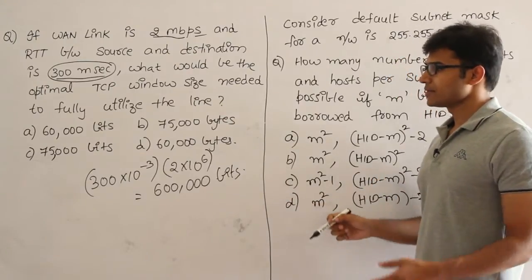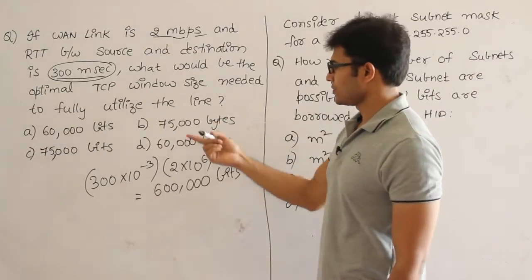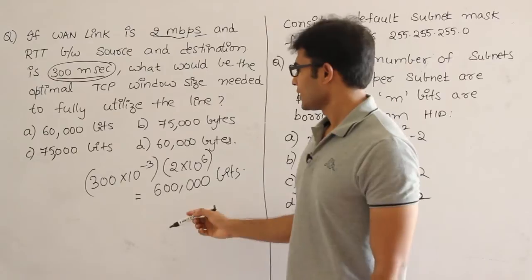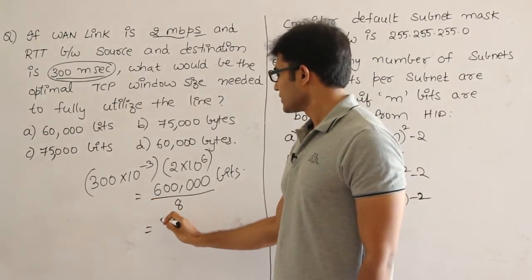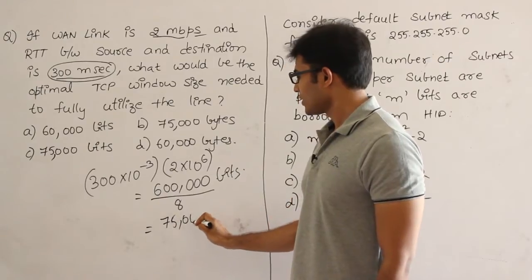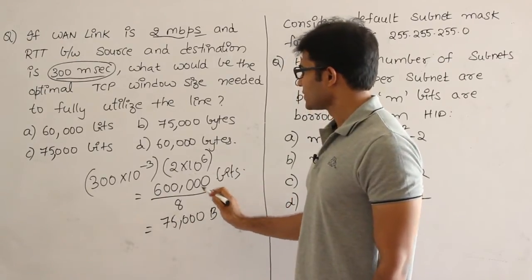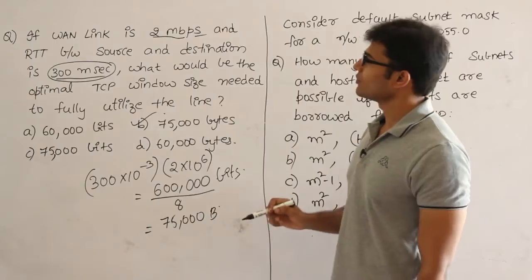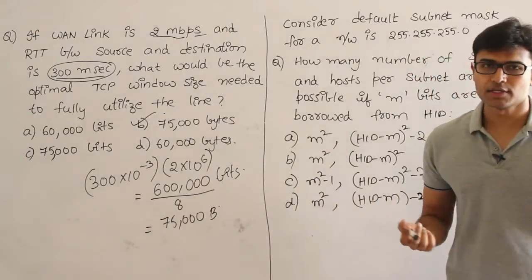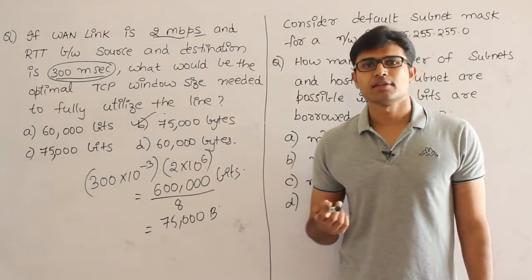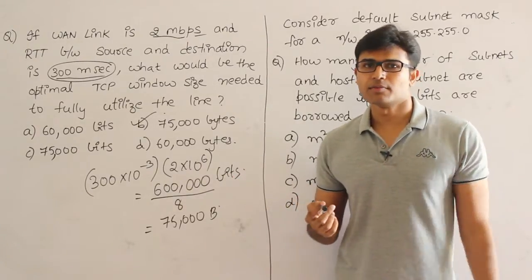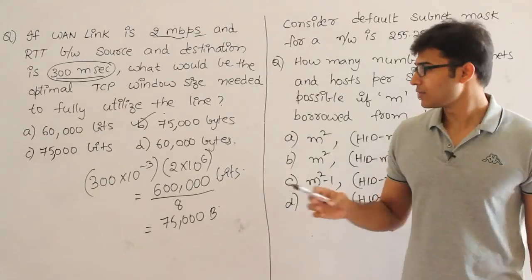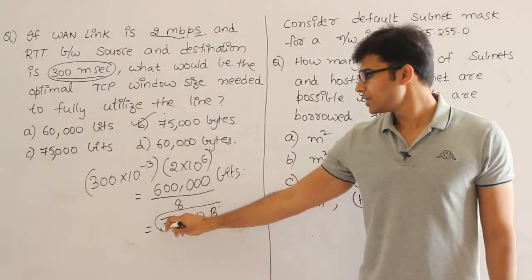So the 6 lakh bits we have to convert into bytes because the options are in bytes and bits don't match. Therefore divide by 8. If you do this, you will get 75,000 bytes. Therefore this is the answer. So if you have to completely utilize the channel without wasting any time, then for the entire duration of round trip time you are supposed to keep on putting the bits. If you have to put those many bits, then your window should have at least these many bytes.